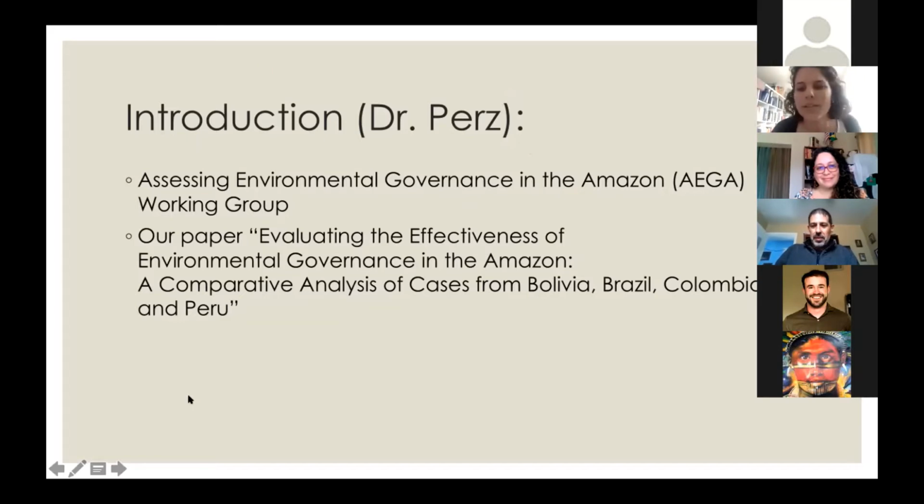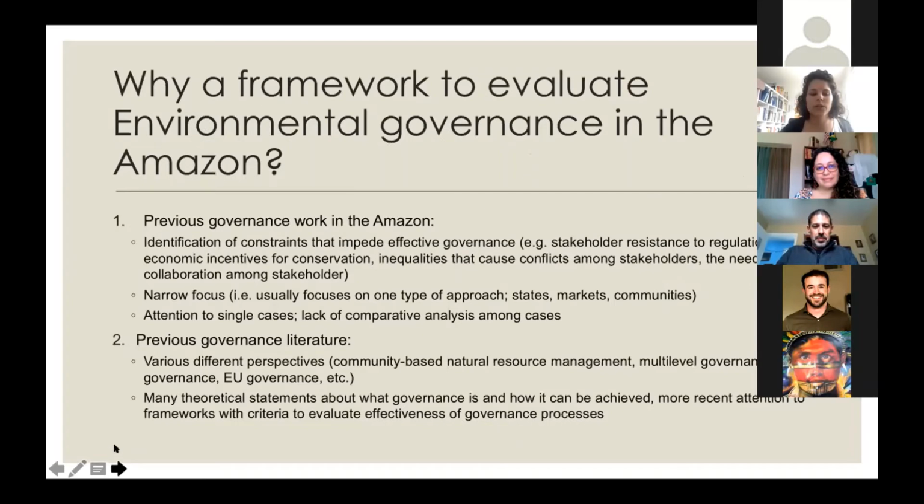All right. Thank you so much, Dr. Peirce, for the introduction. And now what I'm going to do is talk a little bit more in detail of why we decided to write a paper on environmental governance in the Amazon. For starters, we noticed that previous literature in the Amazon did identify the constraints that impede effective governance, such as stakeholder resistance to regulations or inequalities that cause conflict among stakeholders, but the focus of this literature tended to be narrow and is centered in one type of approach. Also, the previous governance work in the Amazon tends to pay attention to single causes without really offering a comparative analysis among the different communities in the Amazon.